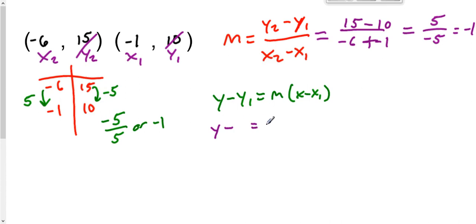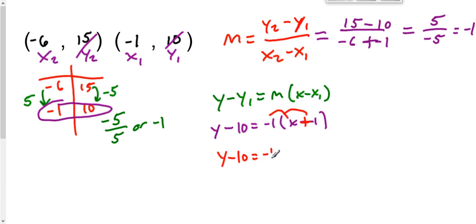Y minus something equals negative 1, x minus something. Pick a point. I'm going to pick the negative 1, 10, smaller numbers. So I get the 10 here. I get the negative 1 there. It does make that a plus sign inside the problem. I'm going to distribute. Gives us negative 1x. Of course, we can just put negative x minus 1. Add 10. Add 10. Y equals negative x plus 9. That is how we build linear equations from tables and points.